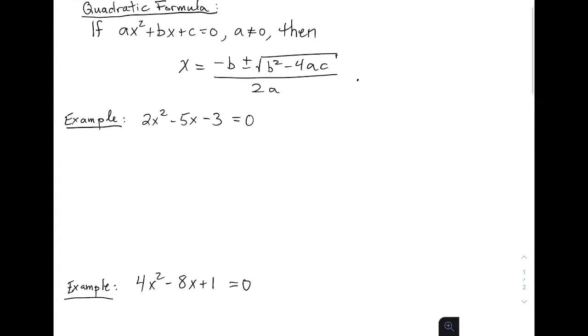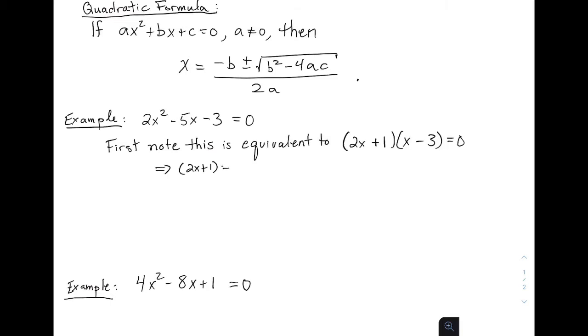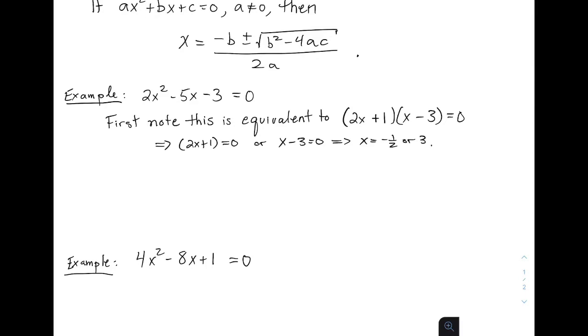So the first example is this one, 2x squared minus 5x minus 3 is 0. First, we don't need the quadratic formula to solve this equation. We can do this by factoring. And using the zero product rule, we learned that 2x plus 1 is 0, or x minus 3 is 0. So x is equal to negative 1/2, or 3. But now I'm going to demonstrate using the quadratic formula for solving this equation.